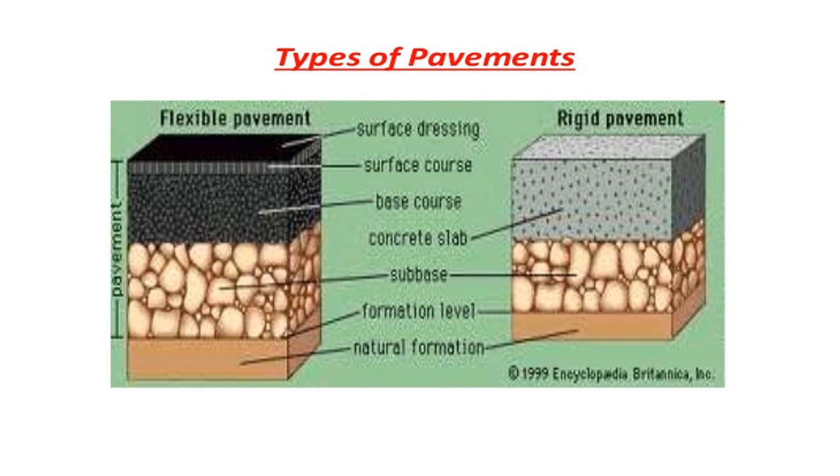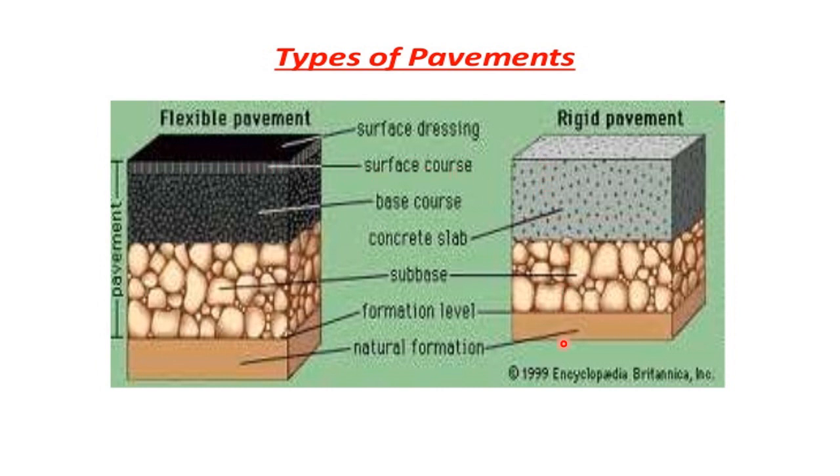A typical flexible and rigid pavement structure and component parts are shown in this figure. In the case of flexible pavement, there are 4 different layers. In the case of rigid pavements, there may be 2 or 3 layers. The bottom layer is called the subgrade soil or compacted earth, also called the natural formation. The top of the natural formation is termed the formation level. Above that there is a layer called the subbase course, above the subbase course there is a base course, and the topmost layer is called the surface course or the wearing course.